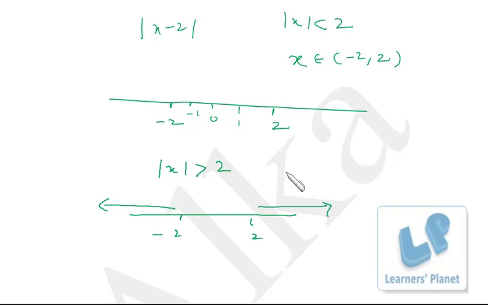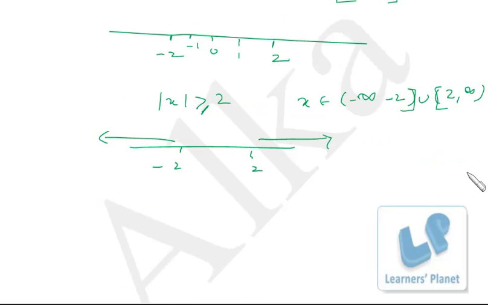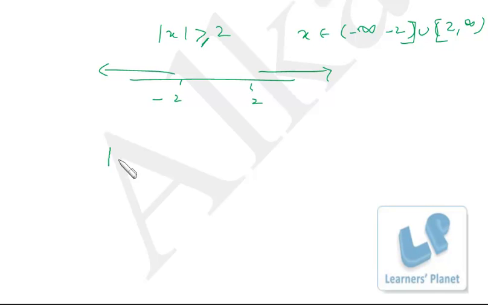So if modulus of x is greater than 2, x belongs to minus infinity to minus 2 union 2 to infinity. So these are the results that you have to keep in your mind. It's not at all difficult. You should be conceptually clear why it is happening. Do not go for rote learning. And if it is an equal to sign over here, then you just convert the brackets like this. Nothing else.